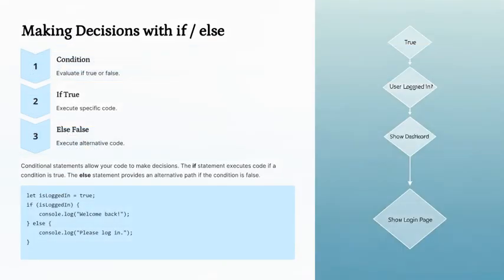The slide introduces the concept of conditional statements in programming, specifically the if/else structure. It explains that the if statement executes code if a condition is true, while the else statement provides an alternative path if the condition is false. The slide includes a simple JavaScript example that checks the user's login status and logs a welcome message if they are logged in, or a prompt to log in if they are not. The key points are the purpose of conditional statements, the structure of if/else, and how they can be used to make decisions in code. I'll walk through the example to illustrate how if/else statements work in practice.